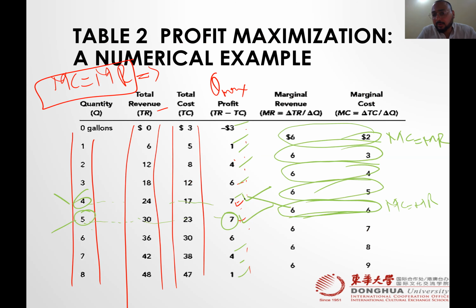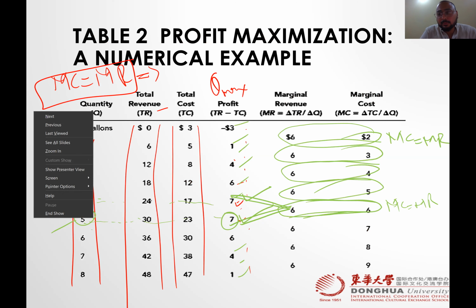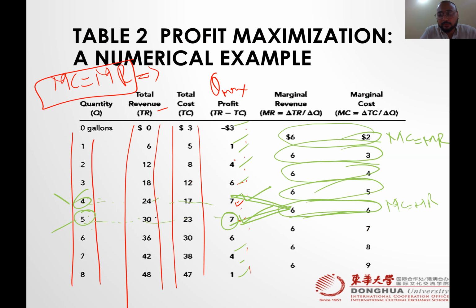And this 6 came from these two, which means 4 to 5. When you produce from 4 to 5, your total revenue will increase from 24 to 30. Your total cost increases from 17 to 23, and your profit remains the same, maximum profit. So this condition tells you 6 is equal to 6, tells you you need to produce how many gallons of milk?